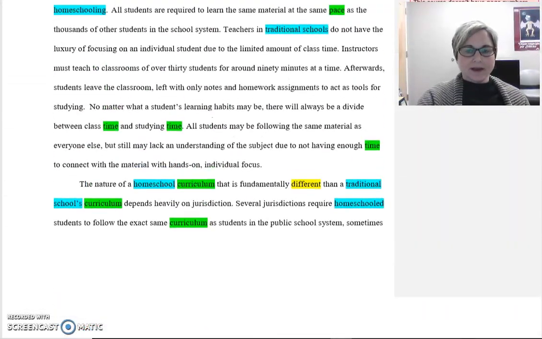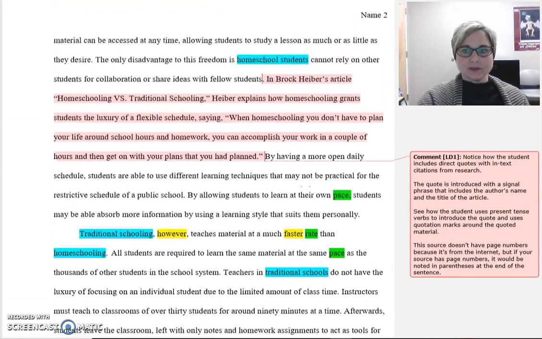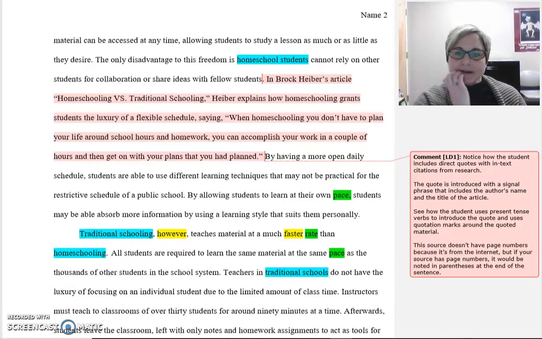So hopefully you can look through this and use this as a good example to guide you. Also notice the citation here in the paper. You do have to provide at least 2 citations. When you set those up, you can use this as an example. You want to start your citation with a signal phrase that mentions the author's name, as well as the title of the article or book or whatever your source is.